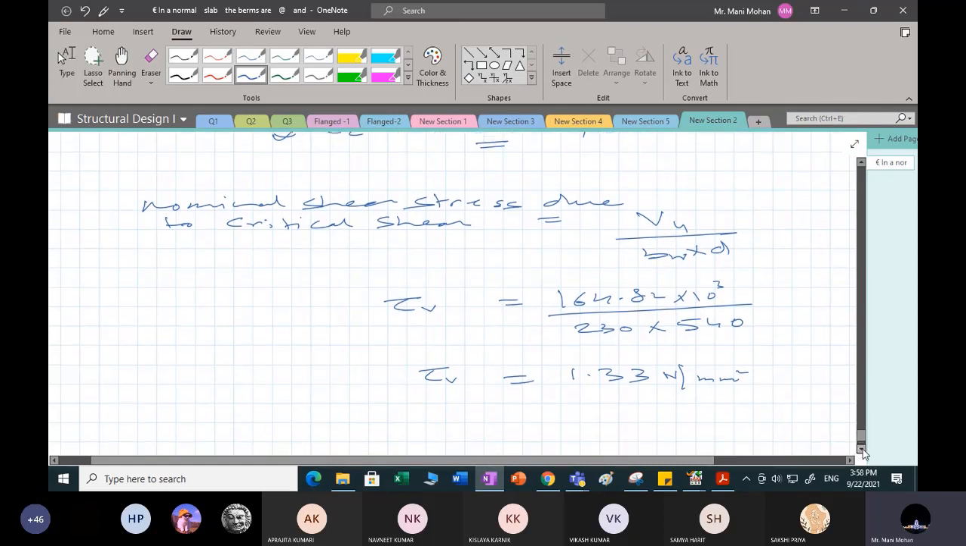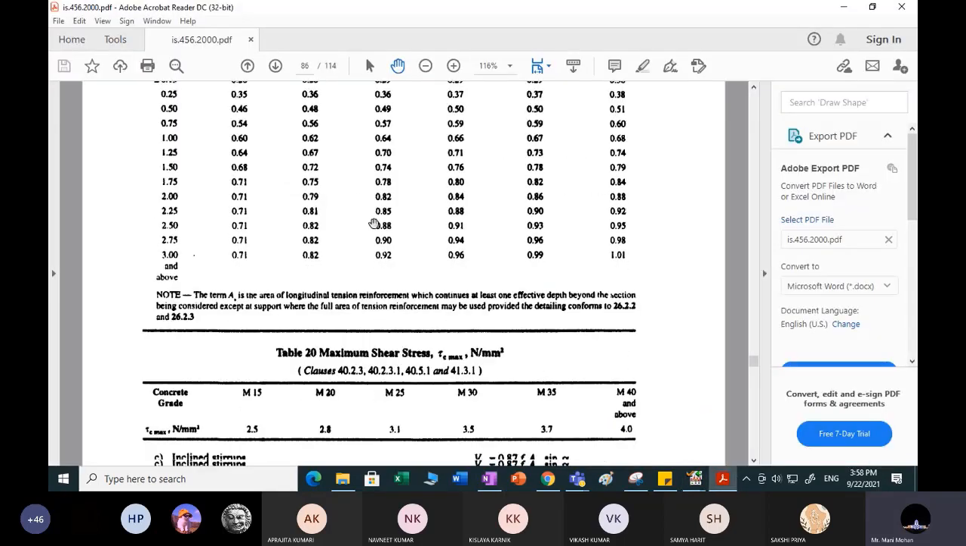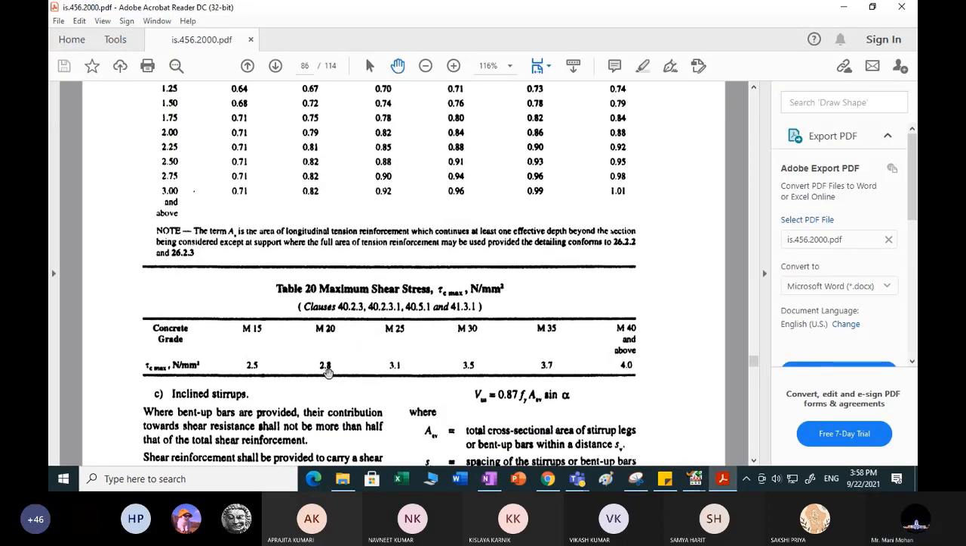And I always said, whenever you proceed ahead with the shear design, make sure the section is adequate. So what is the check? You have to make sure this tau V is less than or equal to tau C max, and it is less than tau C max. Tau C max comes from Table 20 of IS 456-2000. And tau C max for M20 grade concrete, if you recall, was 2.8 Newton per millimeter square.